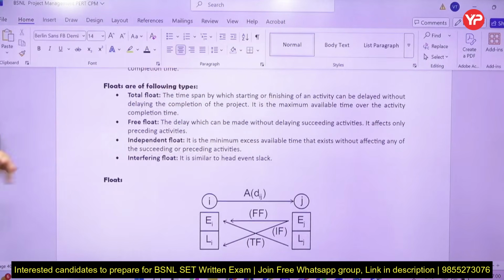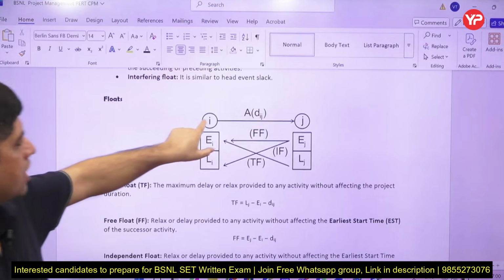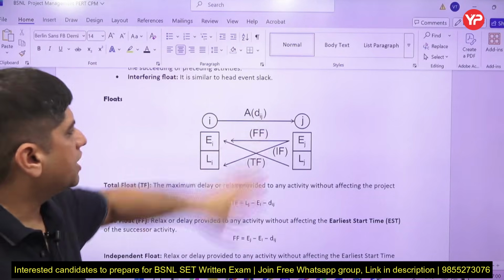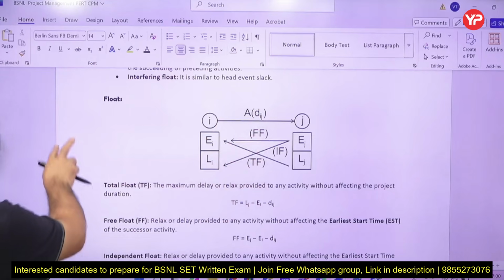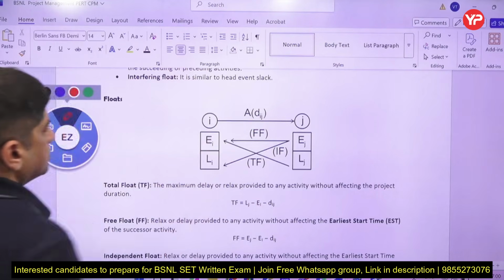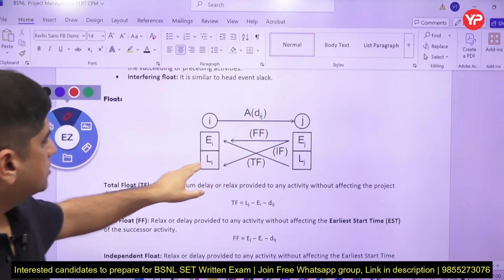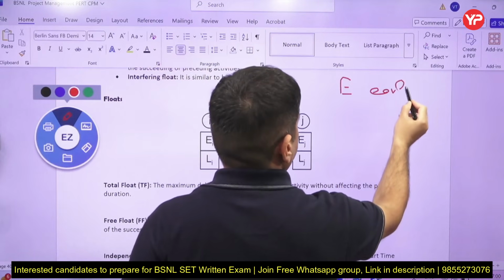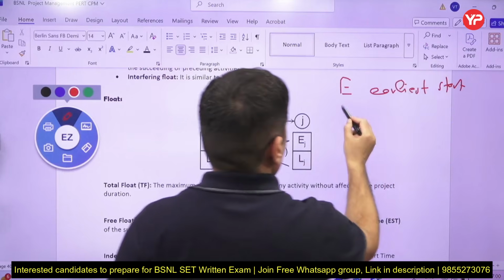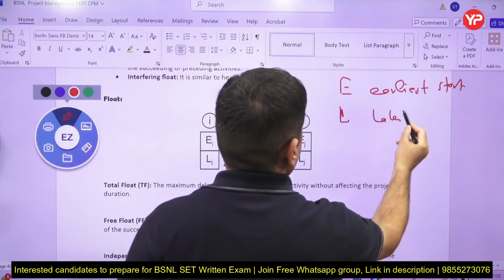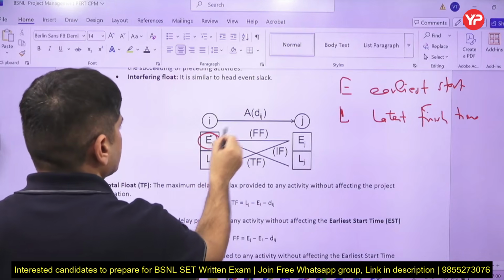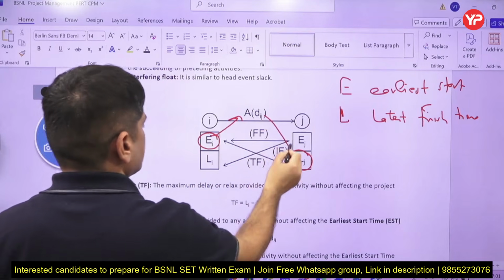There are 4 types of float: total, free, independent, and interfering float. Now see this carefully, friends. This is the initial node I and node J, this is the activity A, and Tij or Dij is the duration or time. Now for the starting node, E is the earliest start time for this activity, and L is the latest finish time for the previous activity. E stands for earliest start time, and L stands for latest finish time.